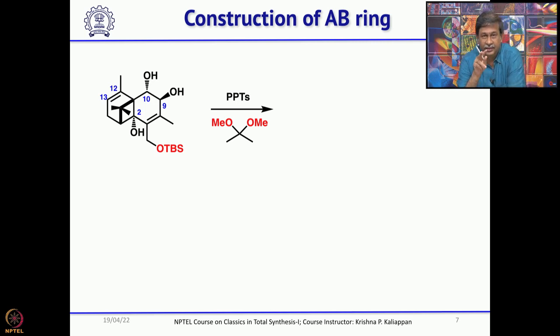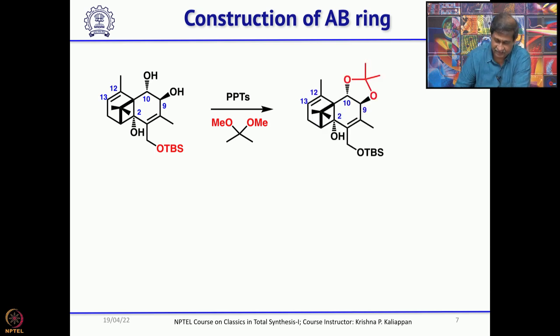Now you have two secondary alcohols, that can be protected as an acetonide by treating with PPTS and dimethoxypropane. This is a very simple reaction one can do at room temperature. So these secondary alcohols were protected now. That sets the stage for the key rearrangement or key fragmentation.